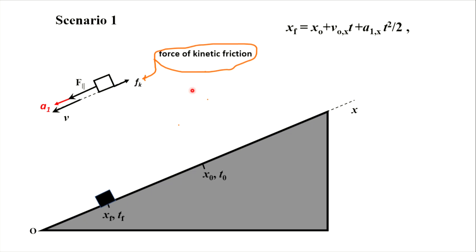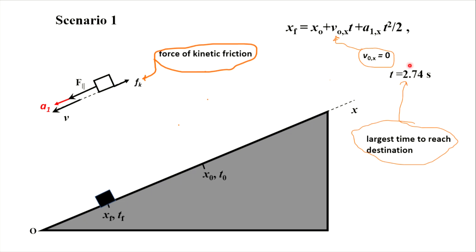Next, she decided to calculate the largest time the object spent during this motion. To do this, she used a well-known equation of kinematics, with initial velocity equal to 0. So she was looking for the largest time. After simple calculations, she got the answer t equal to 74 seconds. It is the largest time to reach the destination from the initial position moving down. This time is less than the time given in the problem, and for this reason scenario 1 is not appropriate to solve the problem.